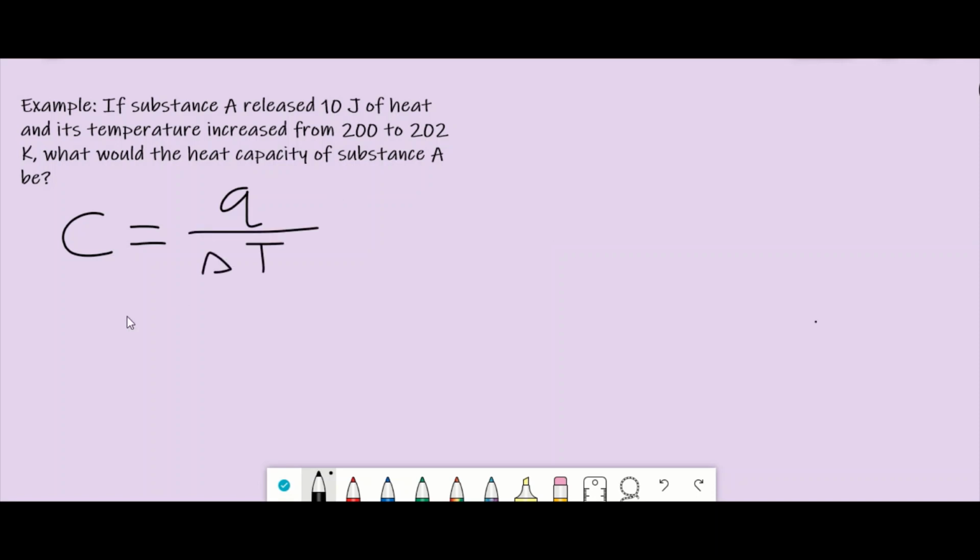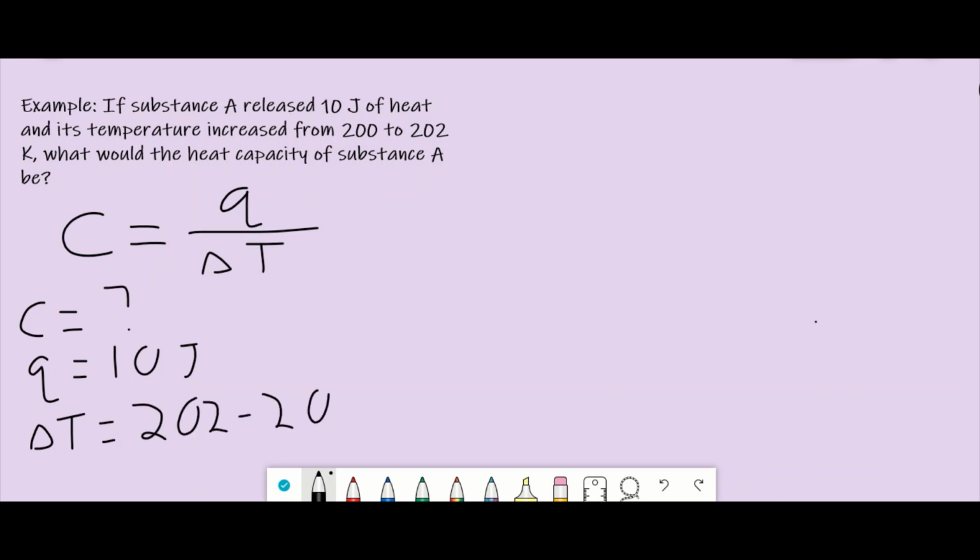Remember, an easy way to figure out equations is just to write out every variable. C is heat capacity, and we don't know that, that's what we're trying to find, so we'll put a little question mark. Our Q, in this case the heat energy, you look for joules, and you know that 10 joules is your heat released. And then your delta T, remember, is your final minus your initial temperature. In this case, we increase from 200 to 202, so delta T is 202, our final, minus 200, and that's equal to 2 Kelvin.